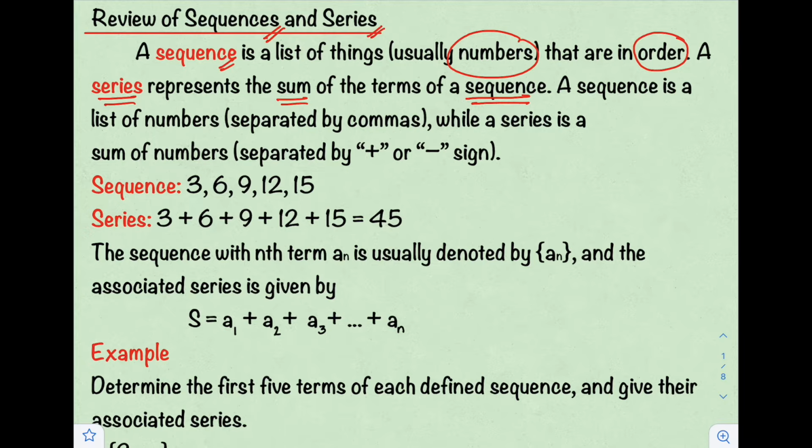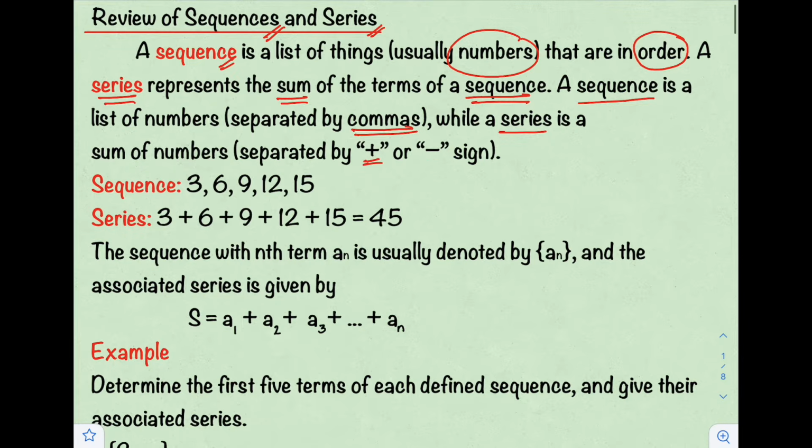Okay? Then a sequence is a list of numbers separated by commas, while a series is a sum of numbers separated by plus or minus. Example, 3, 6, 9, 12, 15 is an example of a sequence, while 3 plus 6 plus 9 plus 12 plus 15 is an example of a series. Okay? So dito, yung value ng ating series is equals to 45.